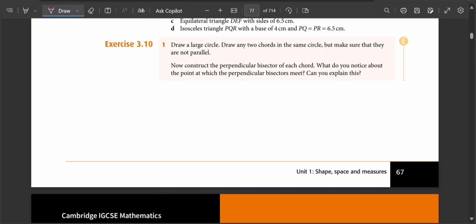We're going to start with exercise 3.10. This is from the IGCSE Mathematics Core and Extended Coursebook, second edition. There's only one question here, so let's go over that first.